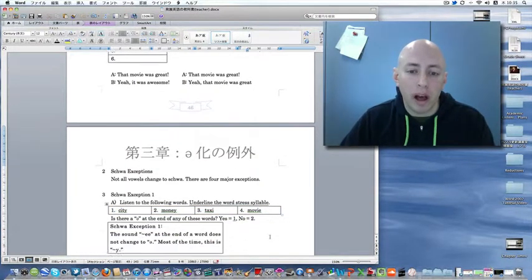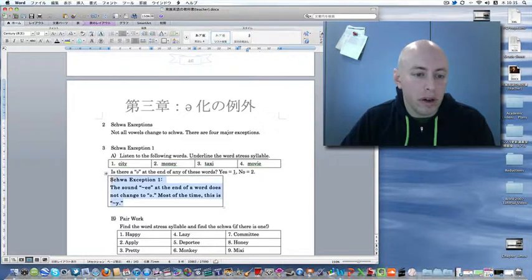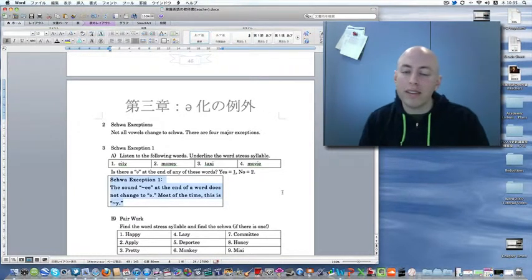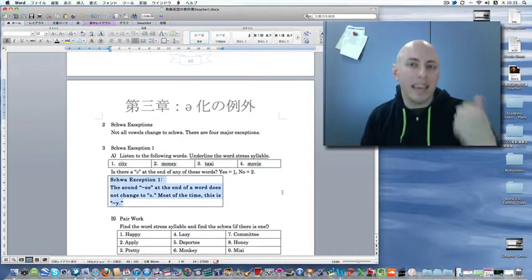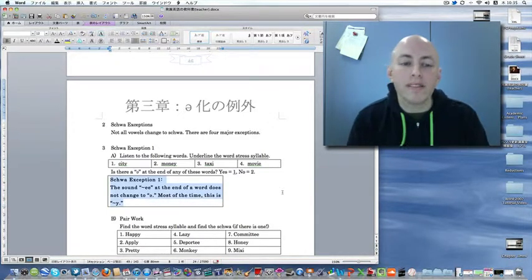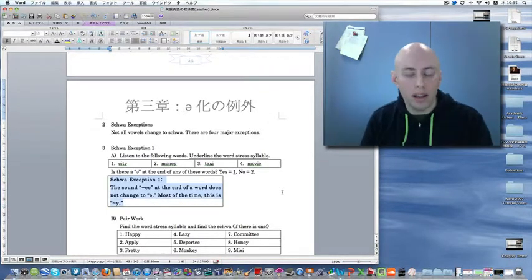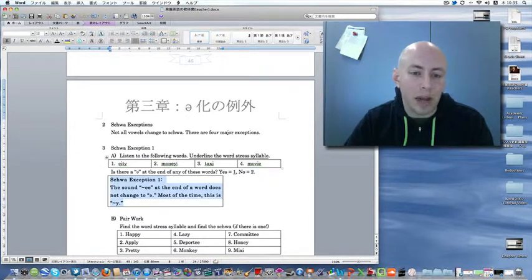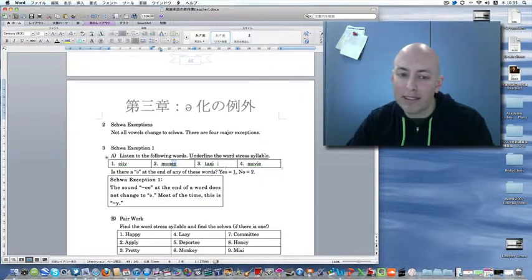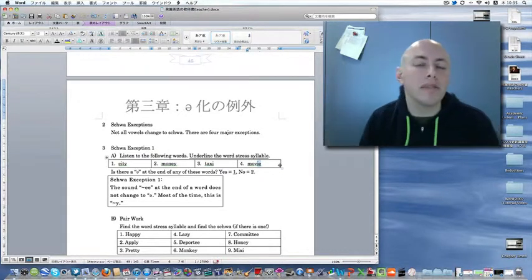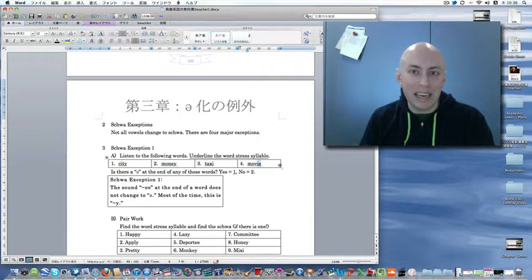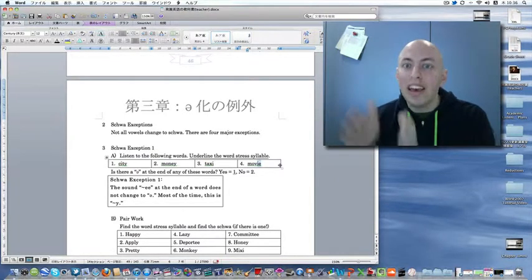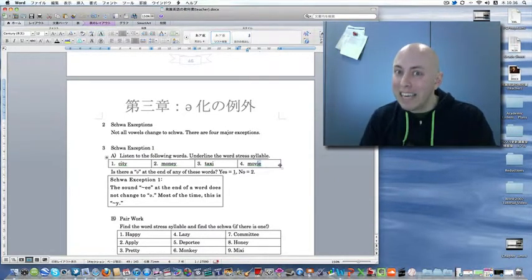This is the first schwa exception rule. So go ahead and write this down in your textbook. This is schwa exception number 1. The sound E at the end of a word does not change to a schwa. Most of the time this is written Y, but sometimes the E sound is written EY, sometimes it's written as I, sometimes as IE. The spelling doesn't really matter. It's the sound, E, that doesn't change to schwa. If the last syllable in a word is E, no schwa in that syllable.